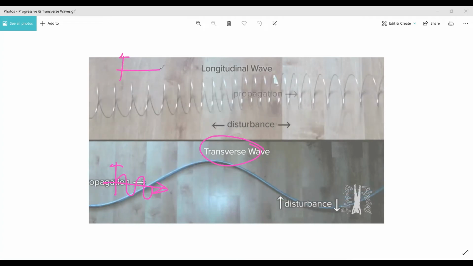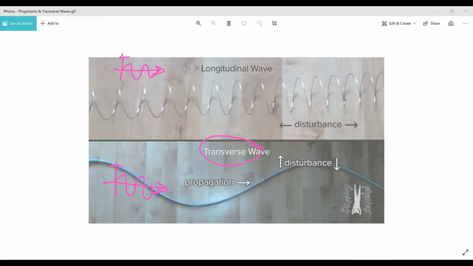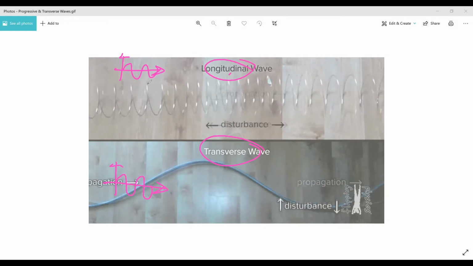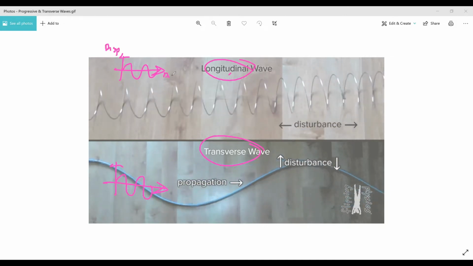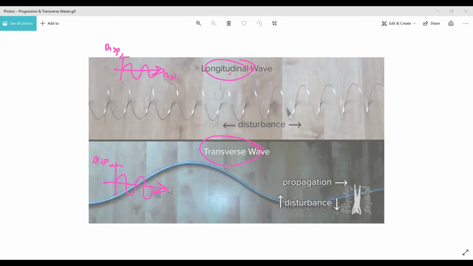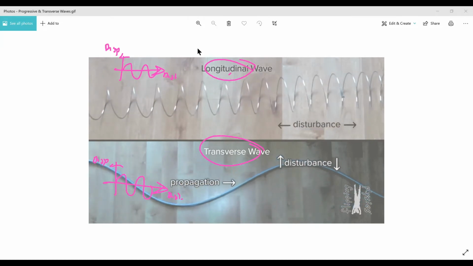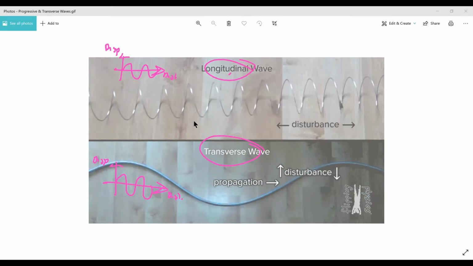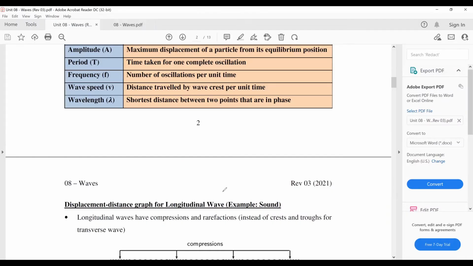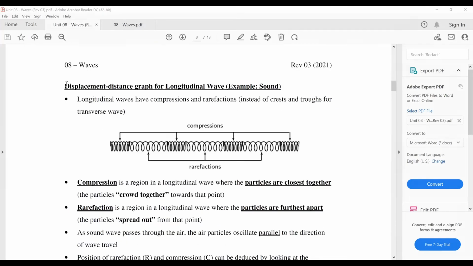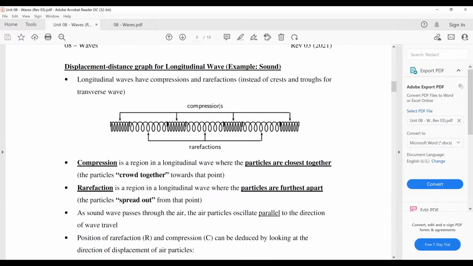But if you're talking about a longitudinal wave, and you're asked to visualize how they get the displacement distance graph, this one may seem a bit tricky, all right? So this is what I need to explain to you right now, in the current page of your notes under page 3. When you're talking about the displacement distance graph for longitudinal waves such as sound waves, longitudinal waves usually have what we call compressions and rarefactions instead of crests and troughs for a transverse wave.